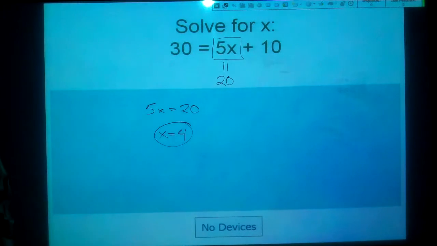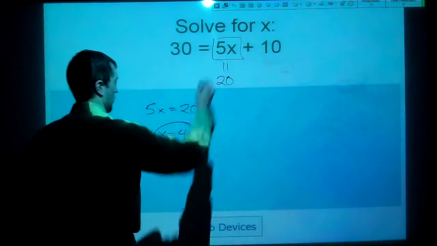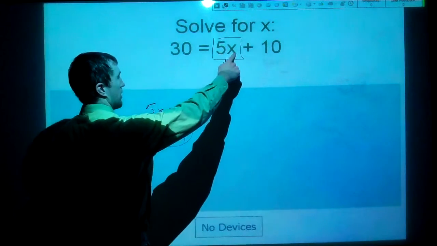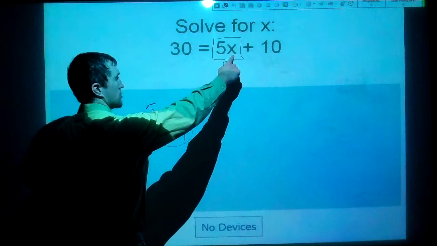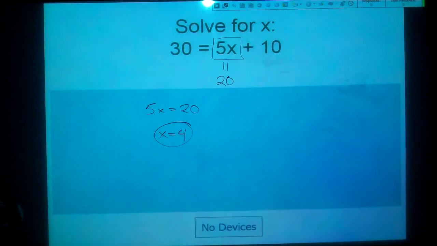And if you're ever not sure if that's going to work, plug x back into the equation. So put 4 in here. 5 times 4 is 20, plus 10 is 30. Okay, that's one way to do it.